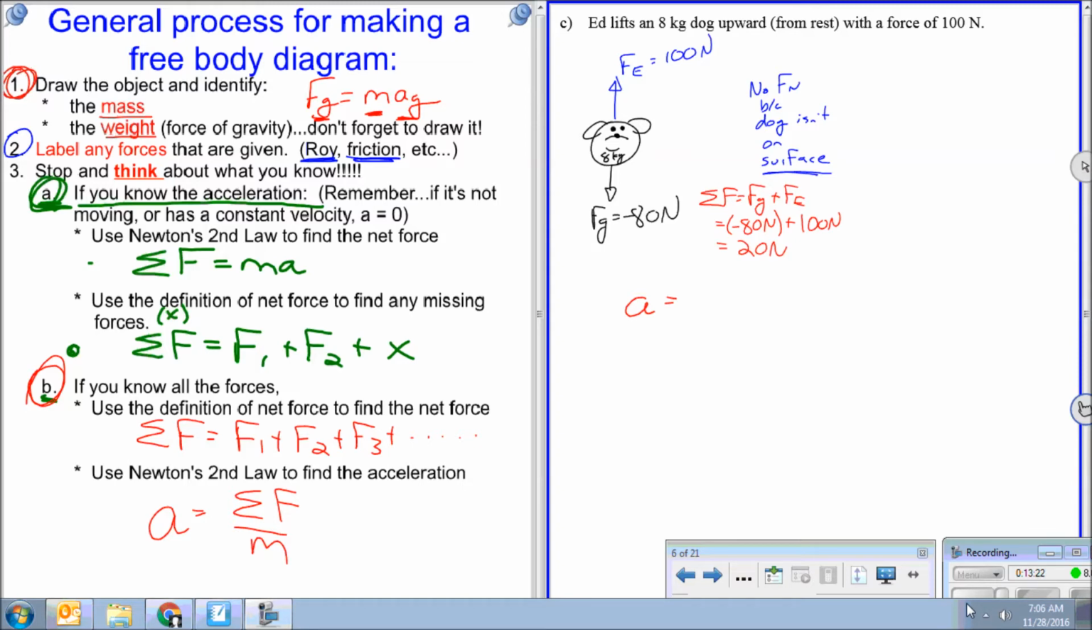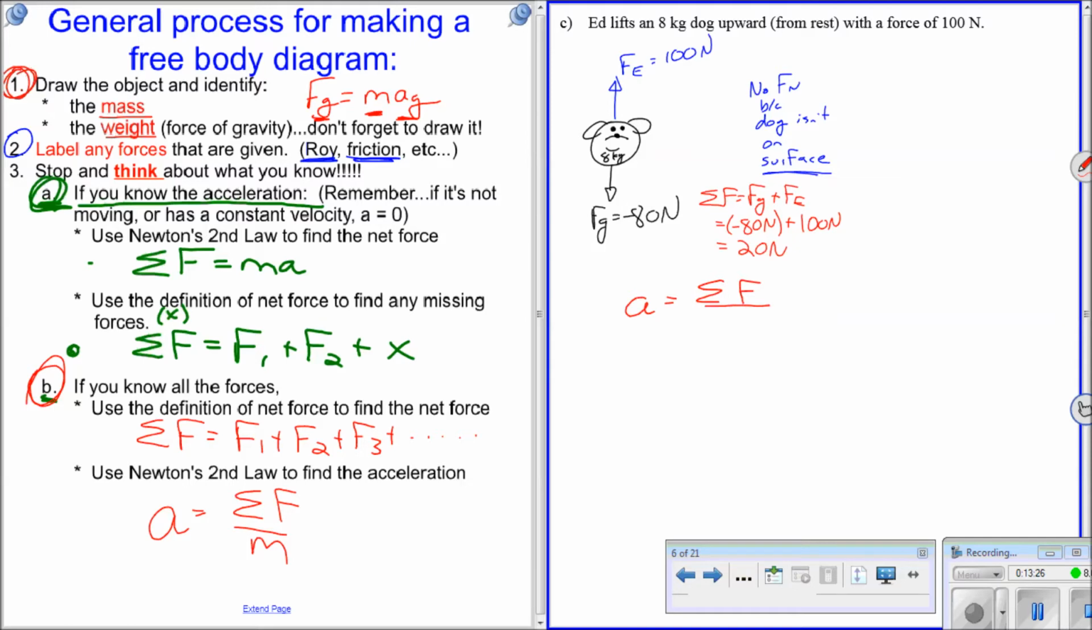All right, there, cleaned up my board a little bit. You can find your acceleration by doing net force over mass, right? So let's see, the net force on the dog, we just found it. It was 20 newtons, right? Because Ed's force was 20 more newtons than gravity. Mass of the dog is 8 kilograms. Divide it, and you get 2.5 meters per second squared. All right, so there we go.